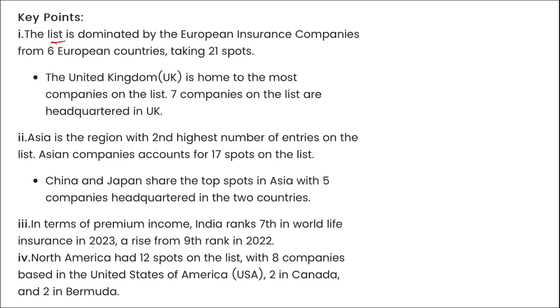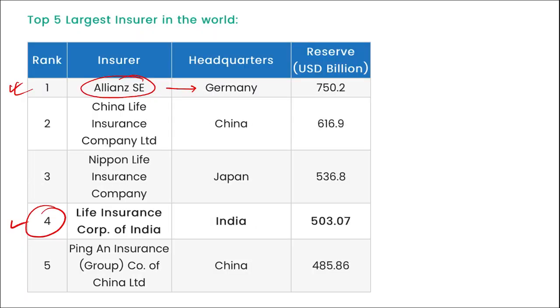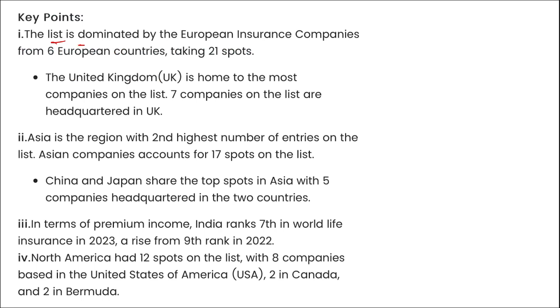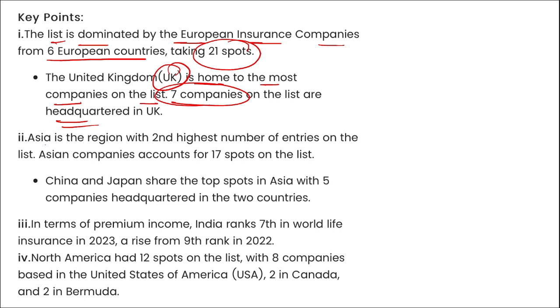Then the list, this particular list that we just saw, 5 largest insurer in the world. The list is dominated by European insurance companies from 6 European countries, taking 21 spots. And the UK is the home to the most companies on the list. 7 of the companies on the list are headquartered in United Kingdom.